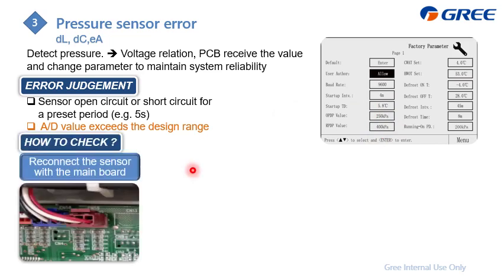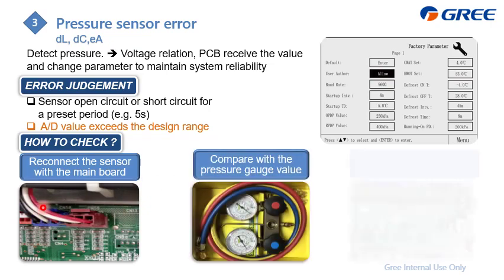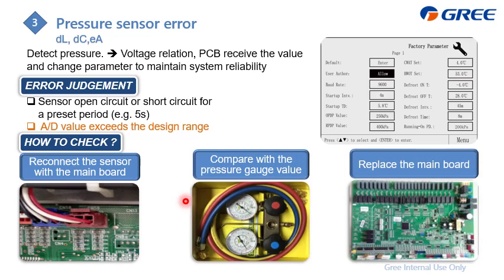And similar to the temperature sensor, first we check the sensor connection to the PCB. We're just afraid maybe it is not well connected. And after that, compare the pressure detected by the pressure gauge with this AD value. If there is no difference between the two, that means this sensor is okay. And after that, if something is wrong with this PCB, it means the detection circuit is malfunctioning.